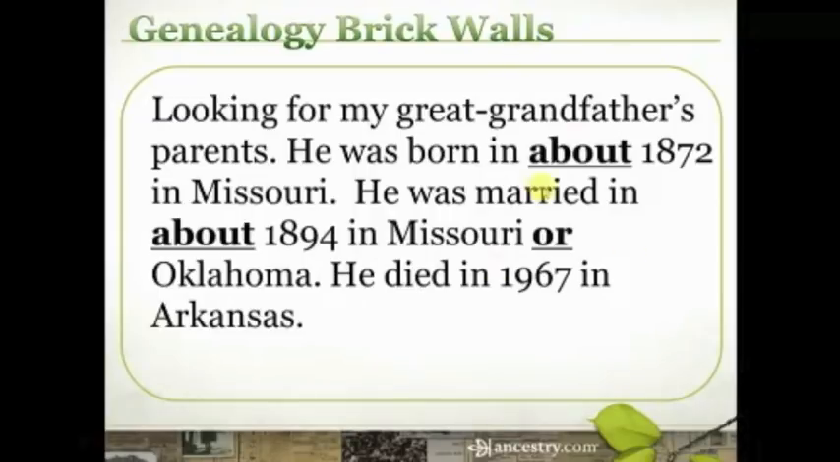Okay, the great-grandfather was born in about 1872, so there is no specific date. It says Missouri. It did not list a place in Missouri, so that might also be a question. He was married in about 1894 in Missouri, okay, or in Oklahoma. So not quite sure of which location, not quite certain about the date. If I look at this date, 1894, compared to his birth date, 1872, for me that's a flag because for a really long time there was a practice in genealogy about estimating dates.